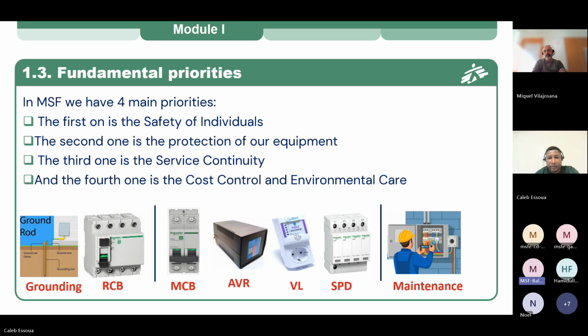For safety, we are going to use RCD and a grounding system to protect ourselves, our colleagues and people, and also for protecting the devices. You can use regulators and limiters, and UPS in some areas. And for having a continuous system, we have to install as per the MSF standard.